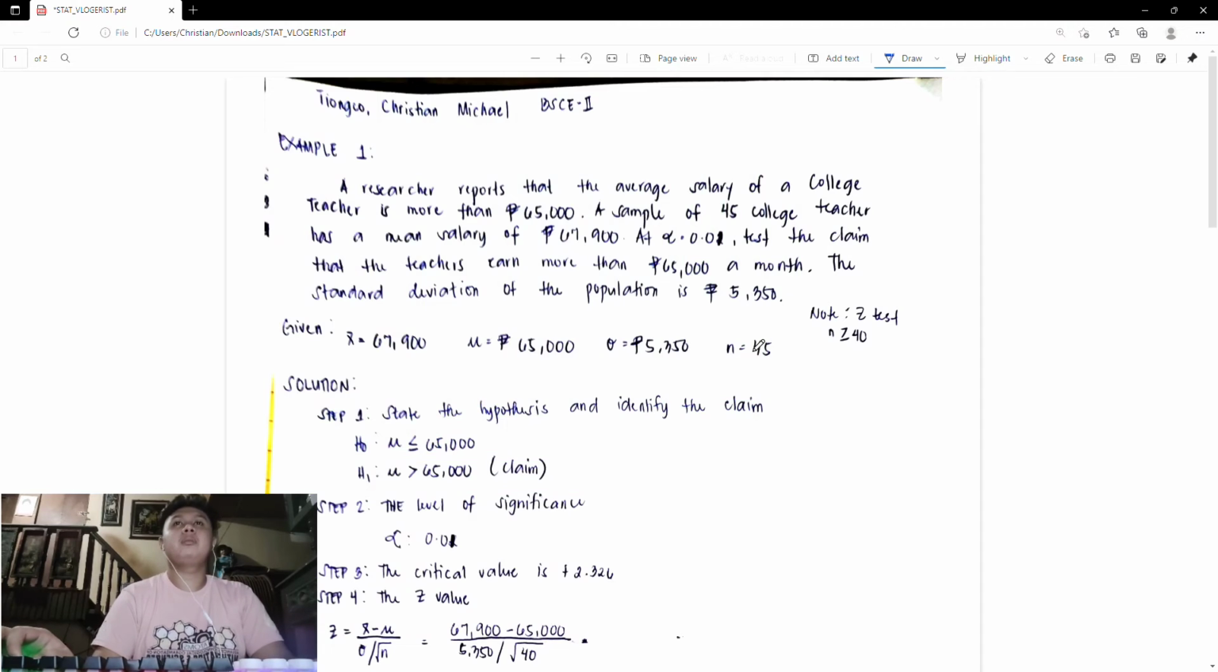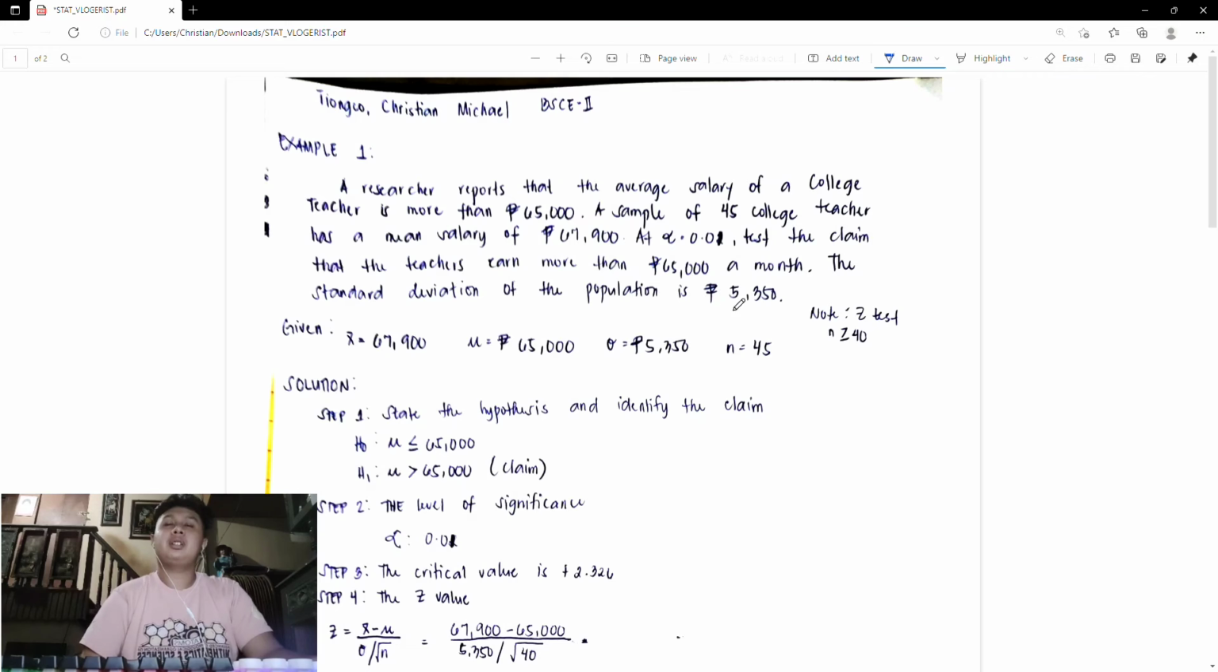So the second problem is about hypothesis testing. A researcher reports that the average salary of a college teacher is more than 65,000. A sample of 45 college teachers has a mean salary of 67,900. At 0.01, test the claim that the teachers earn more than 65,000 a month. The standard deviation of the population is 5,350.